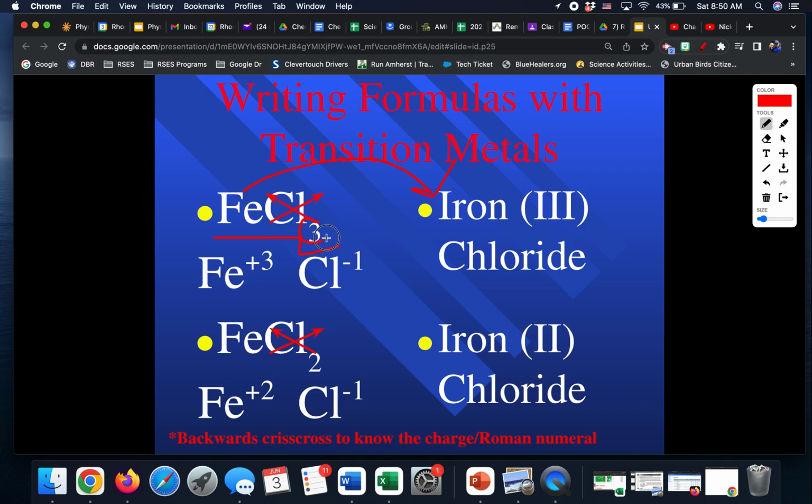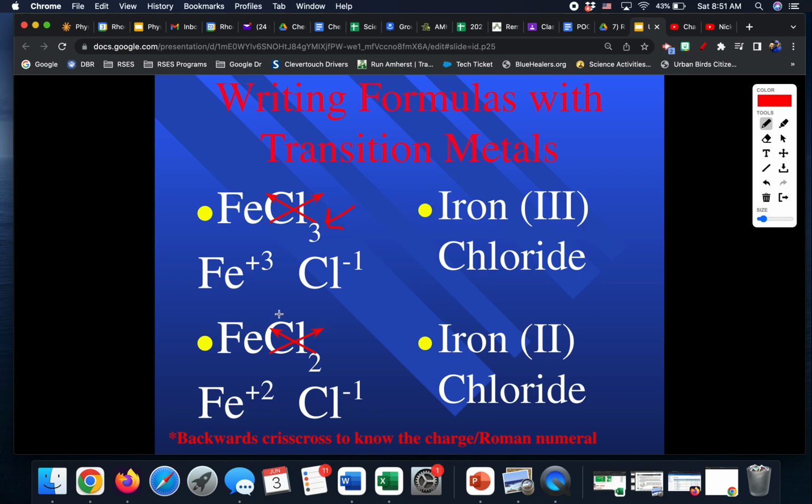Crisscross means take this here, and that's going to be the charge of this, 3. Well, this actually will be the charge over here also. Since there's no number, it's 1, but that's not important. What's important for us is the number that goes here. So whatever number you see for that second nonmetal is what goes in the Roman numeral. So in this case, we have iron(III) chloride, because the second element had 3 atoms of chlorine.